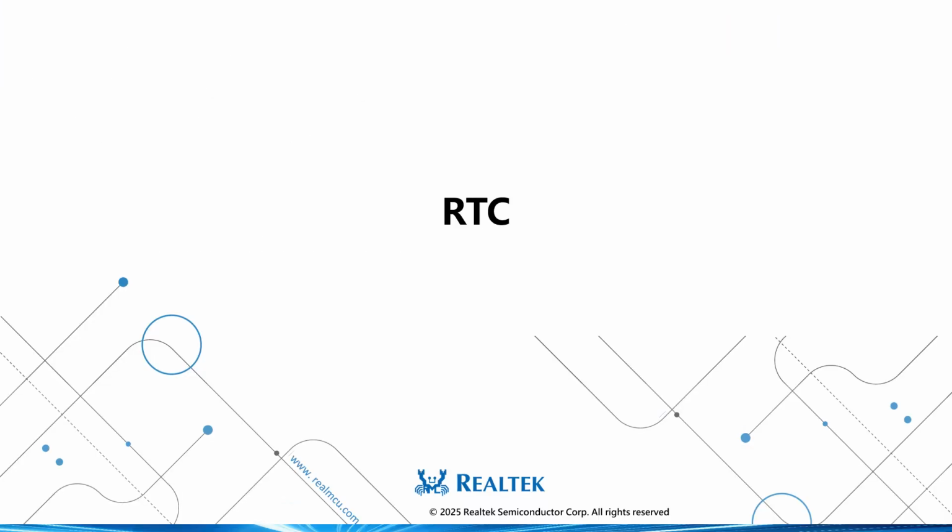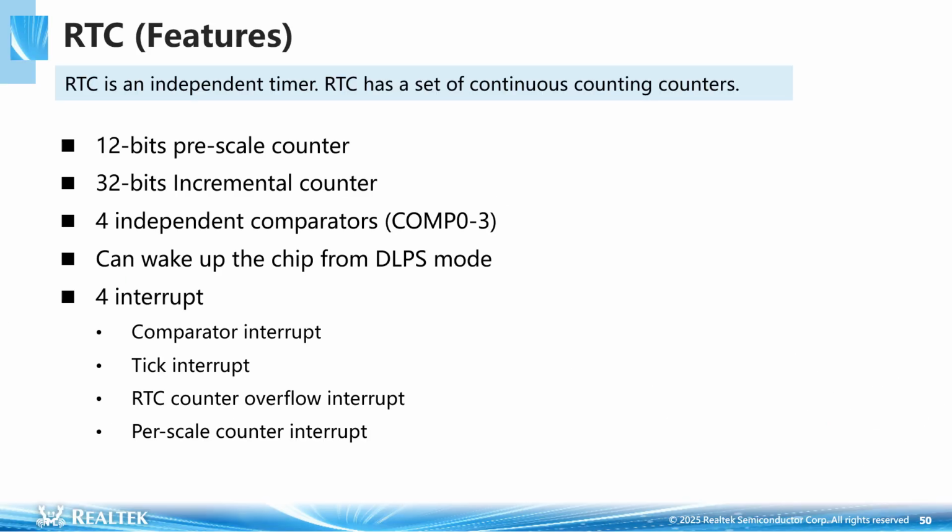Next, we will introduce RTC. The RTC has the following features. Point 1. A 12-bit prescaler. Point 2. A 32-bit counter that is incrementing. Point 3. It supports 4 comparators. Point 4. It can wake up the chip from DLPS mode. Point 5. Configurable interrupts. Comparator interrupt. Tick interrupt. Overflow interrupt. Prescaler interrupt.